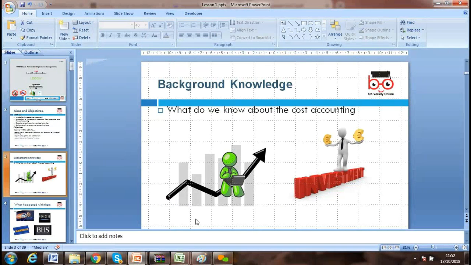So what do you know about cost accounting? Does anybody know anything about cost accounting? Just think about costs. What makes costs? The things we manufacture, the things we are buying and selling, how much are they costing us? When we reduce the cost, it increases our profit. When the cost is reducing, the profit will increase. That's why it's quite crucial to reduce the cost.